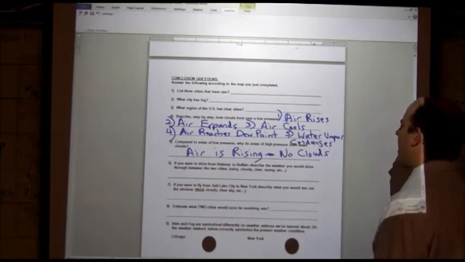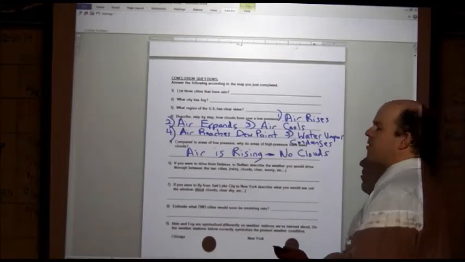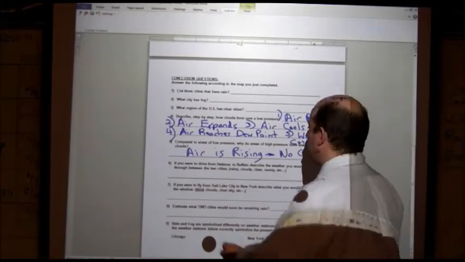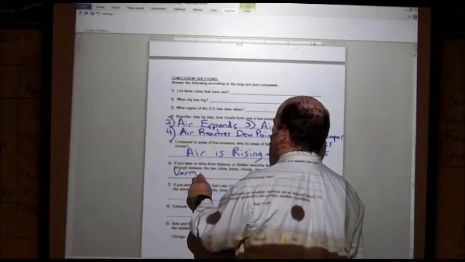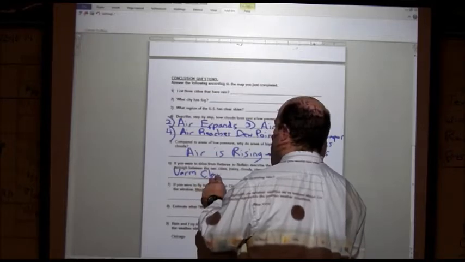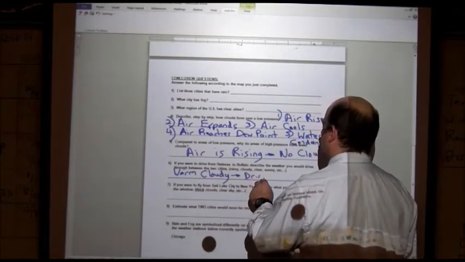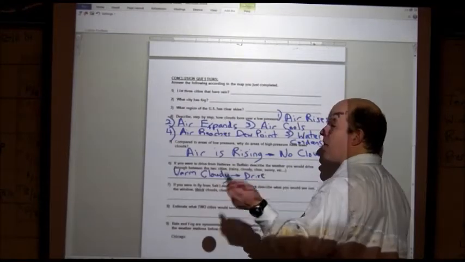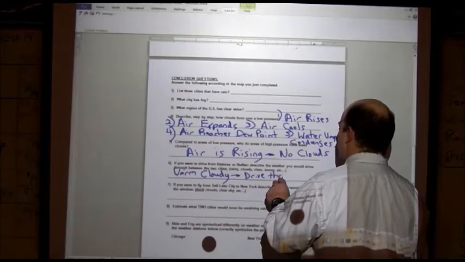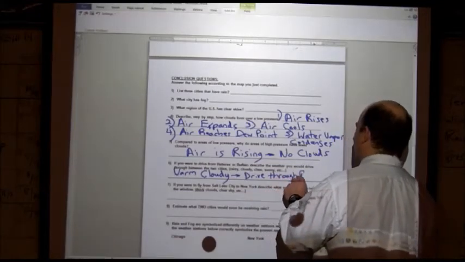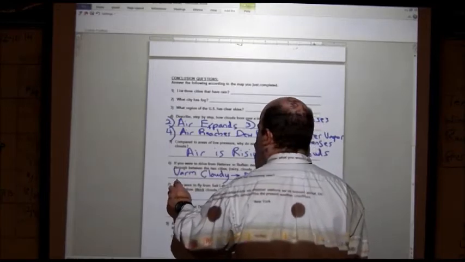Okay, if you were to drive from Hatteras to Buffalo, describe the weather you would drive through between the two cities. So Hatteras, 68, it's warm. Warm and cloudy. Drive through rain. Where's the rain come from, Mr. Perry? Because you're crossing the warm front from south to north. Buffalo, cool and cloudy.